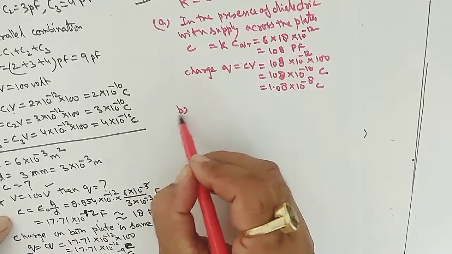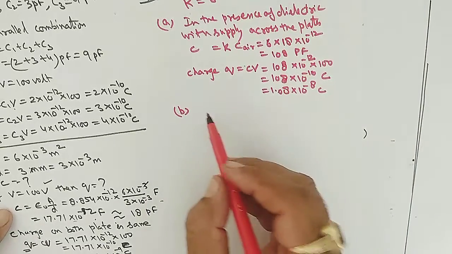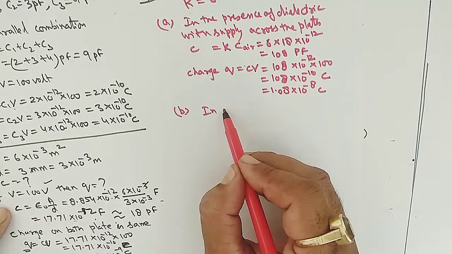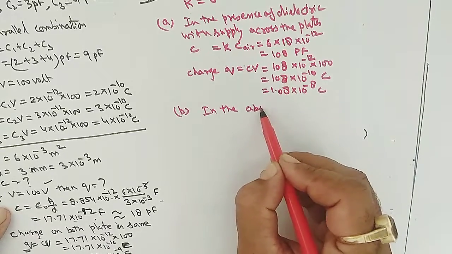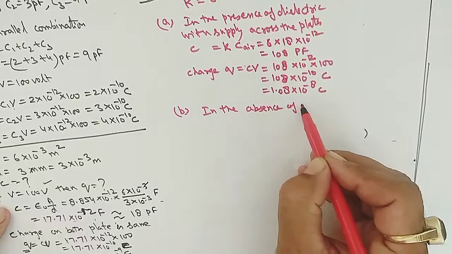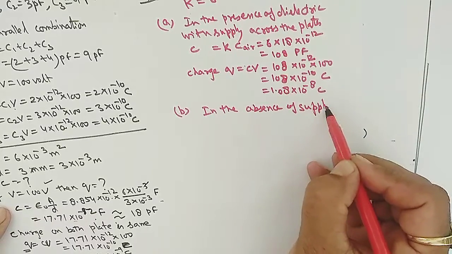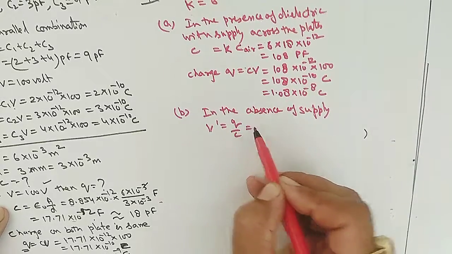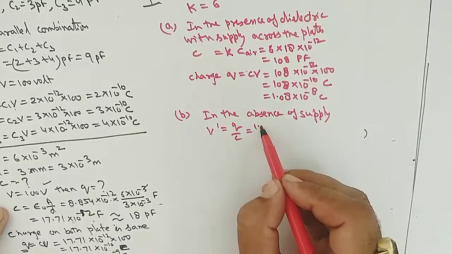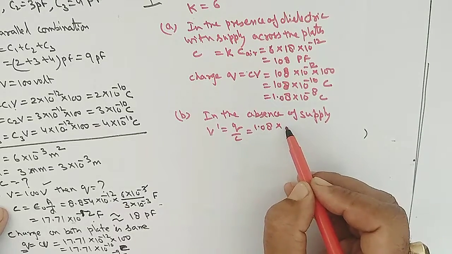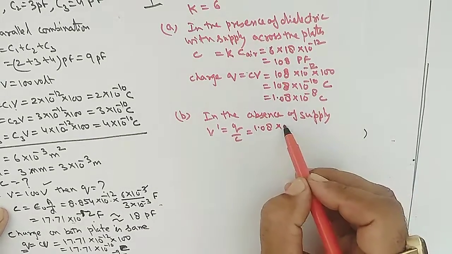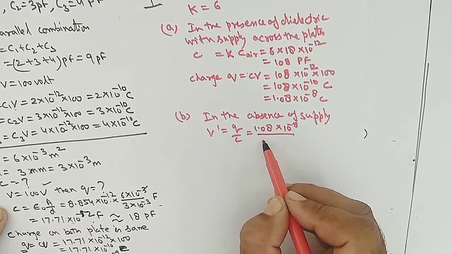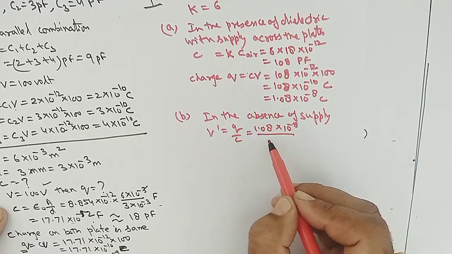Now see the B part of the same question. In the absence of supply, suppose the supply is disconnected as asked in the next part. In the absence of supply, potential difference will change. So V dash is equal to Q upon C. Q we just found, it is 1.08 into 10 to power minus 8. Okay, it is the Q. And C, what was the value of C?